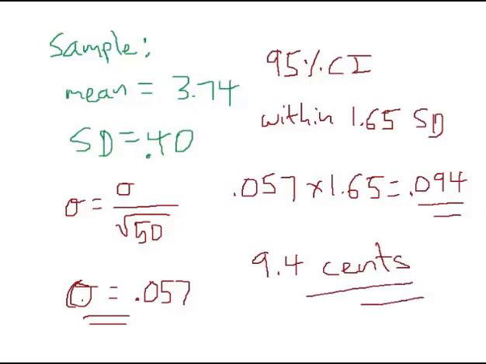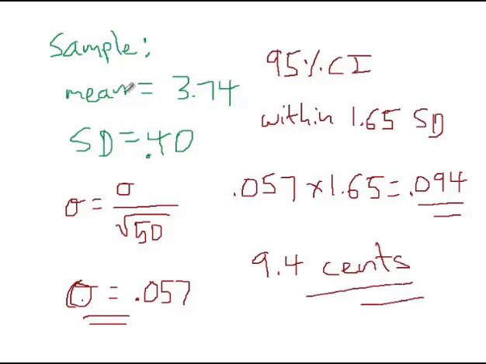So what does this mean? This means that we can be 95% certain, since that's the confidence interval we looked up, that the real mean, the real average milk price, is within 9.4 cents of our established mean, of our tested mean. What was our tested mean? 3.74, so if we subtracted 9.4 cents, we'd get 3.646. And if we added 9.4 cents, we'd get 3.834.